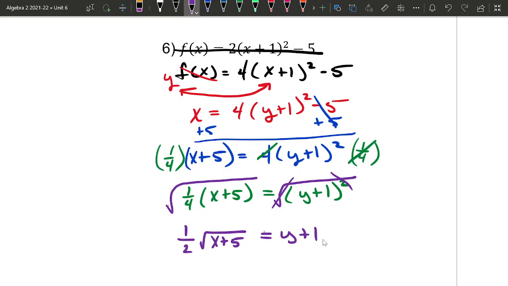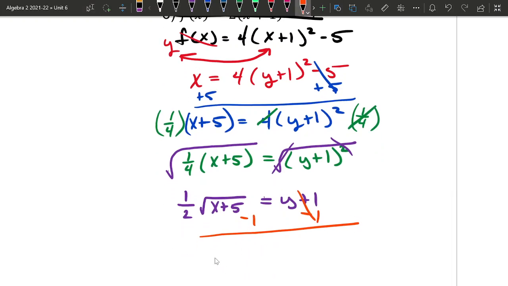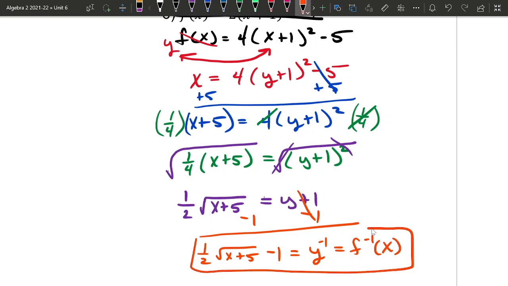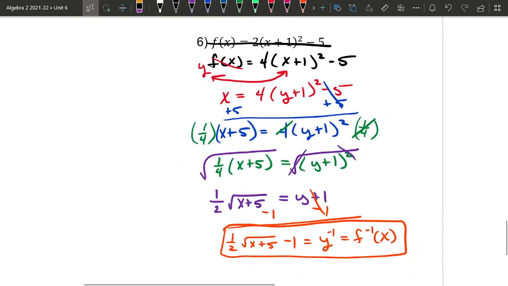And then my last step is to subtract 1. So I have 1/2 square root of x plus 5 minus 1 equals y inverse, or f inverse of x. So on this problem, I started with x squared, or a parentheses squared, and I ended up with the square root.